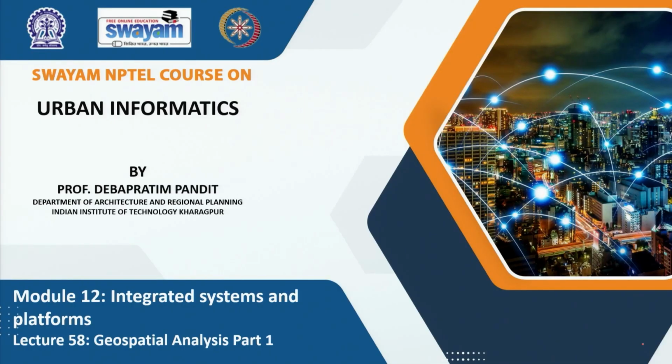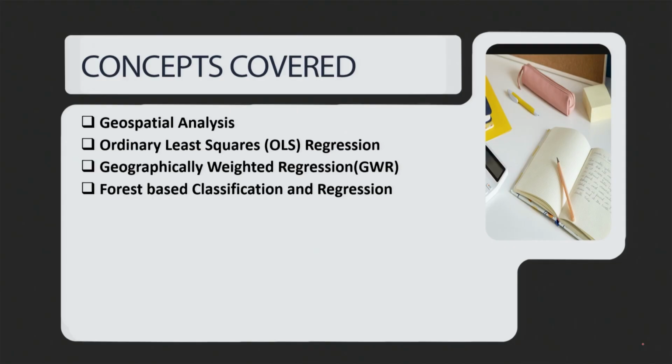Welcome back. In lecture 58, we continue with the GIS theme, and the title of this lecture is Geospatial Analysis, and this is part 1 of this lecture. So, the different concepts that we will cover will be on geospatial analysis in general. Then we will look into ordinary least squares regression in the context of GIS. Then something called geographically weighted regression, which is very specific to GIS. And we will also look into forest-based classification and regression in the GIS.